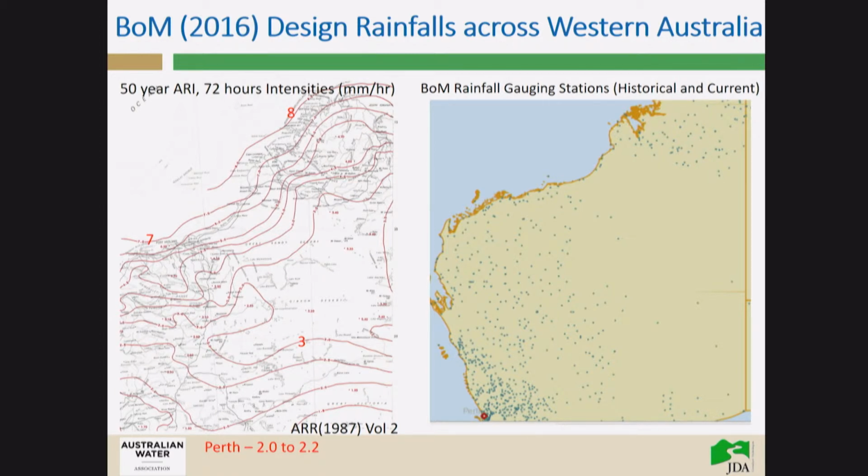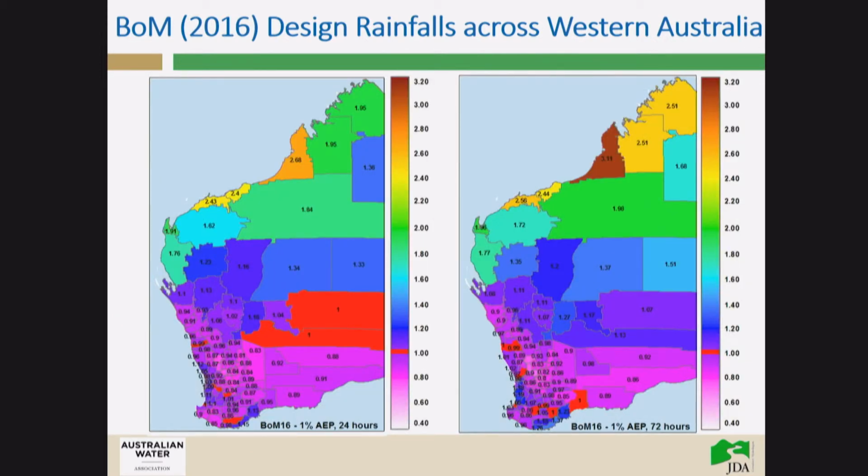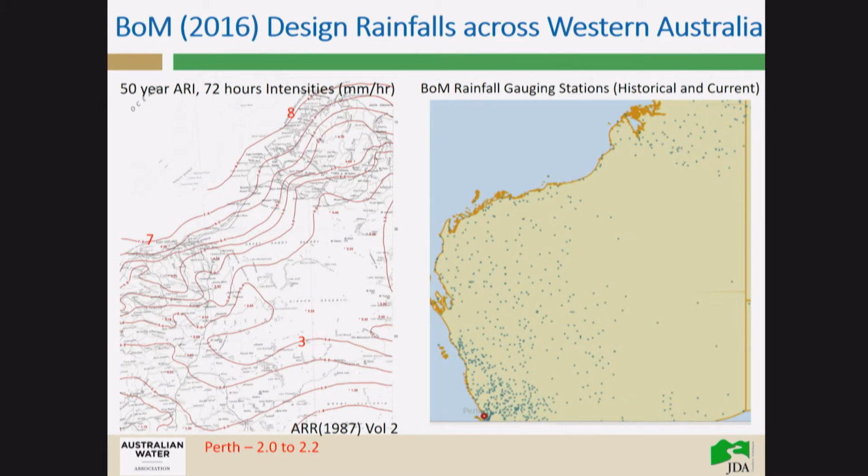Now, these are the old design contours in the AR&R 87, and what you're seeing there is this 3 contour, which is Perth at 2.2 millimetres per hour design rainfall at this 50-year ARI 72 hours, and you're seeing a large 3 contour in the centre of Western Australia. If we just go back, that's this region around here. That's where the design rainfalls start to increase as you go both northward and towards the coast in the northwest direction. And here you're seeing the current and historical BOM rainfall gauging stations. Most of them are along the coastal areas, and moving further inland, they are more scattered.